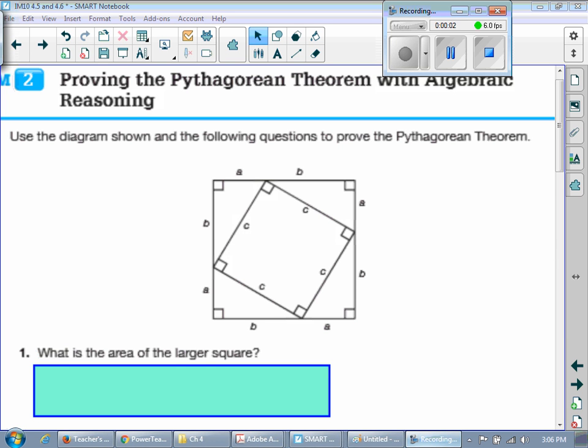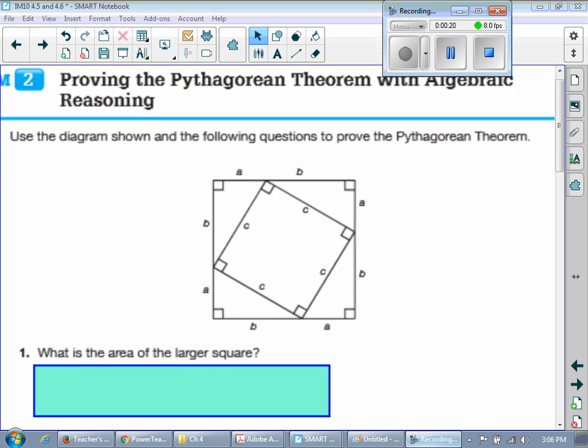Okay, welcome to problem number 2 of proving the Pythagorean theorem. We're going to use algebraic reasoning this time instead of a theorem that we've necessarily just learned. I think this is a little bit easier to see because it's a very visual proof and it's a lot more geometric, I think, than the last proof was.